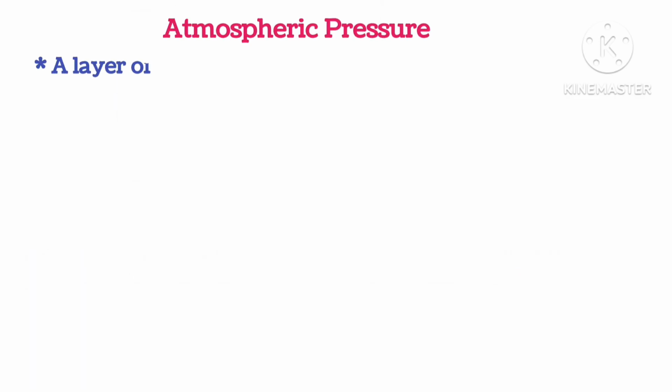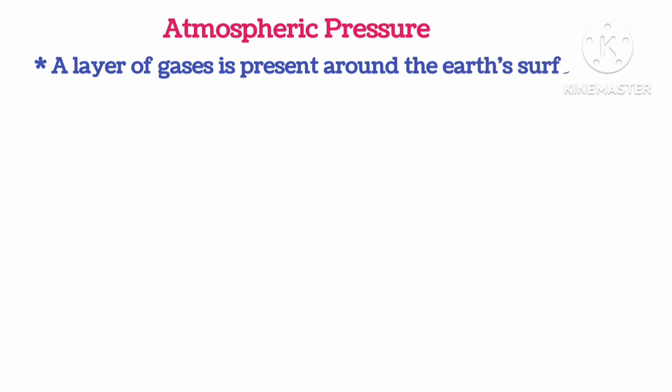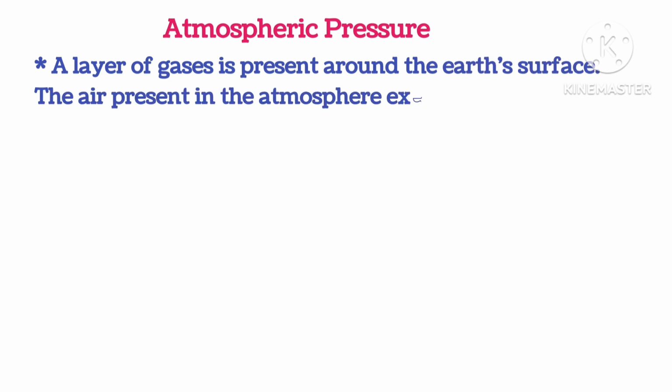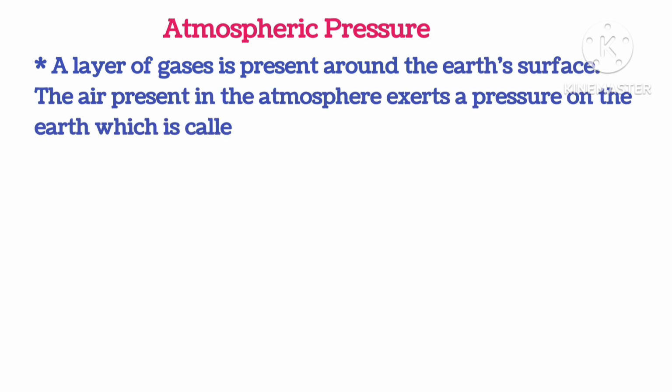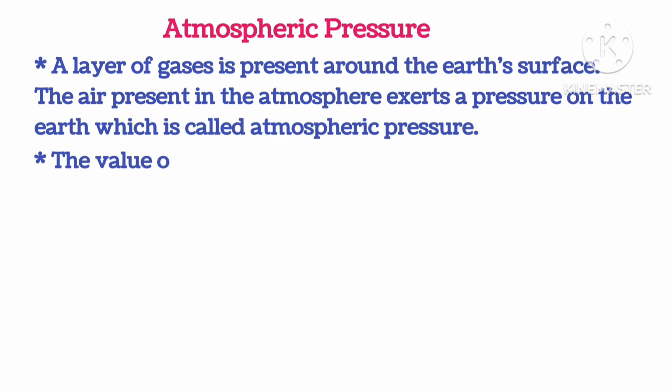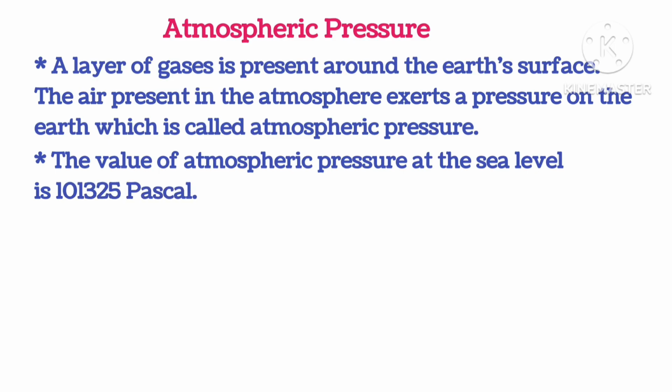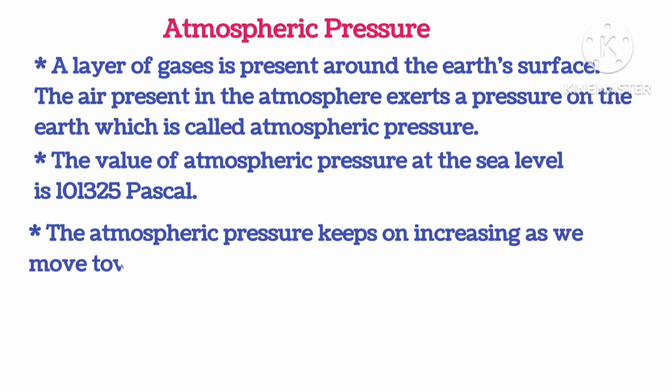Atmospheric pressure. A layer of gases is present around the Earth's surface. The air present in the atmosphere exerts a pressure on Earth which is called atmospheric pressure. The value of atmospheric pressure at sea level is 101,325 Pascal. The atmospheric pressure keeps on increasing as we move towards the Earth's surface.